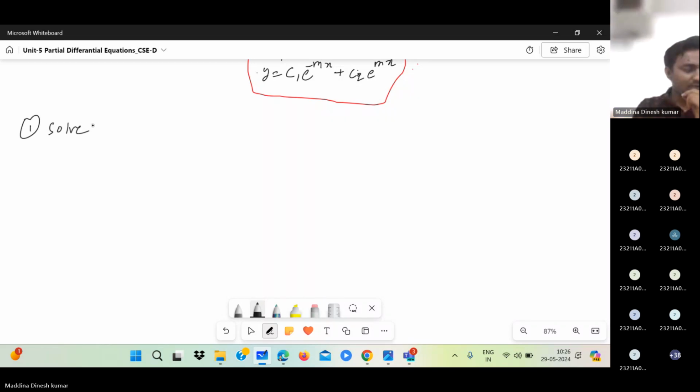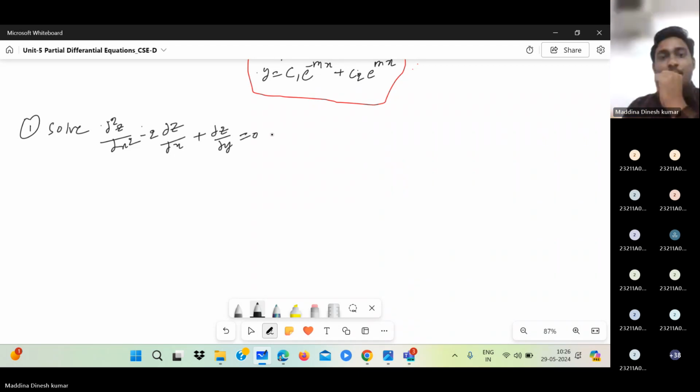Solve del square z by del x square minus 2 del z by del x plus del z by del y equal to 0, by using MSP, that means we'll write it as MVSP, that means method of variable separable. Okay. So next, this one.